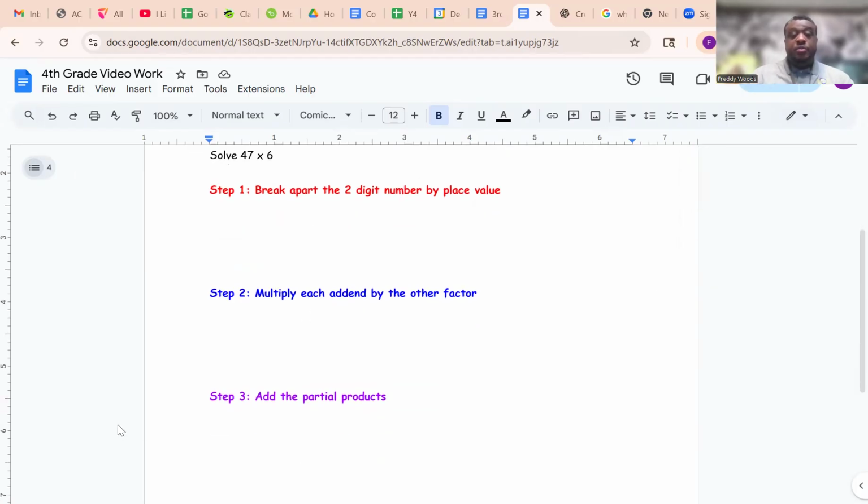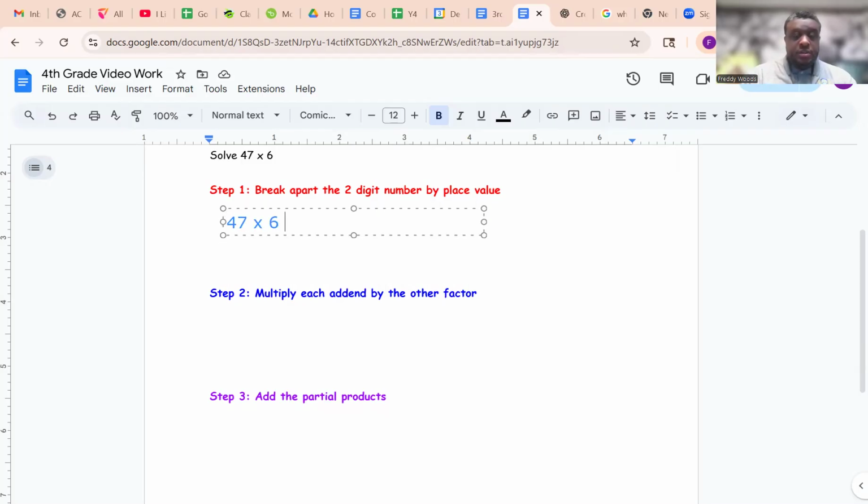So step 1, my first step is I'm going to break apart the 2-digit number by place value. Let me show you what that looks like. Let's make this text box a little bigger. All right. So I have the number 47. I want to break that apart by place value. So if I look at the number 47, I have 7 ones and I have 4 tens, which is really 40, right?